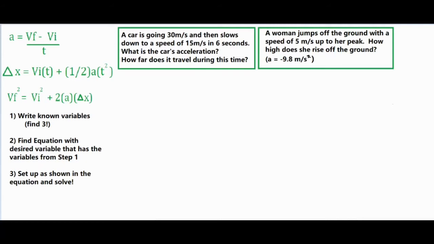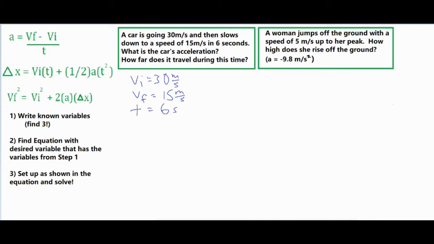The first one says a car is going 30 meters per second and then slows down to a speed of 15 meters per second in 6 seconds. So it sounds like I have my initial velocity of 30 meters per second, my final velocity of 15 meters per second, and a time of 6 seconds. So we're going to use the context of the sentence, and we're definitely going to check those units to make sure we are labeling our variables correctly.